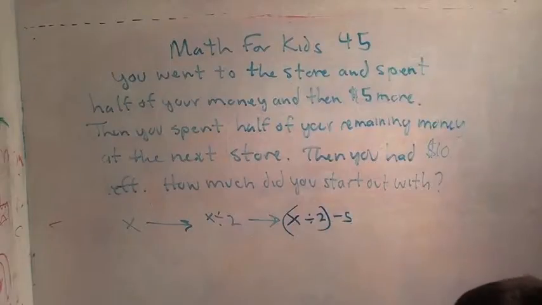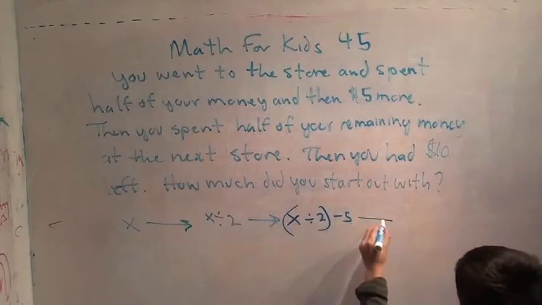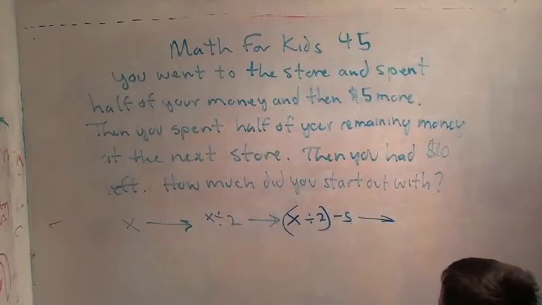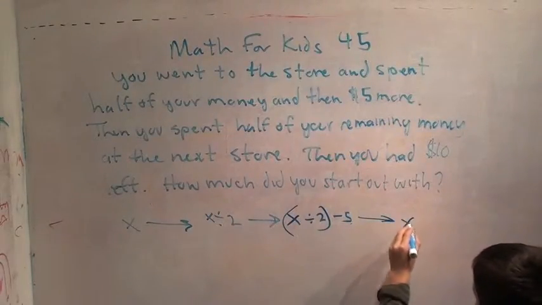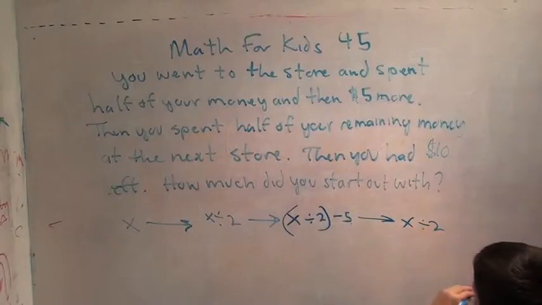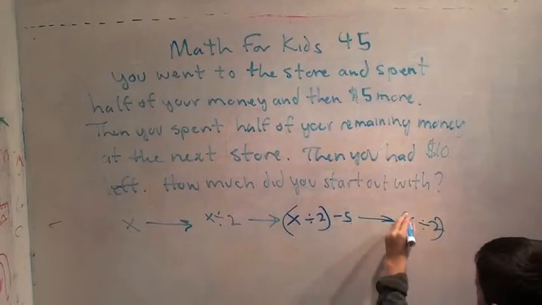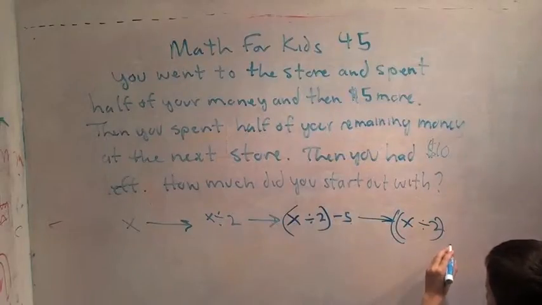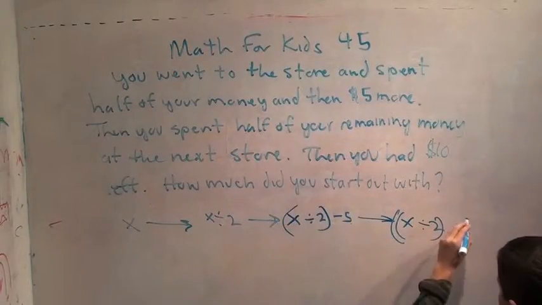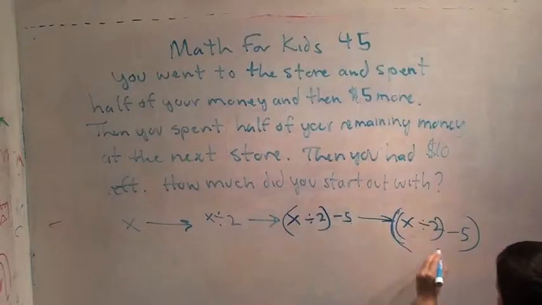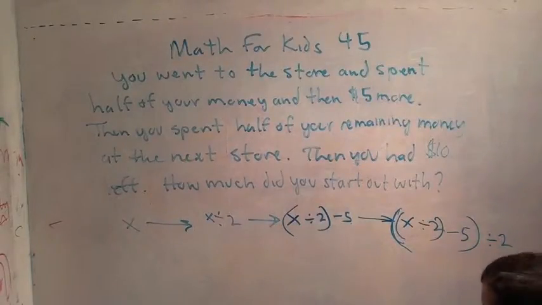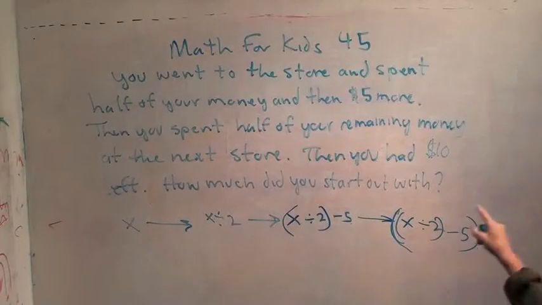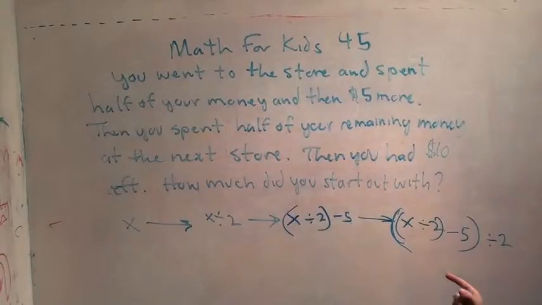Okay, very good. And then what do you have next? After you have x divided by 2 minus 5, we need a lot of parentheses for this one. We have x divided by 2, big parentheses, minus 5, the whole thing, divided by 2. Okay, and what do you have next? It says you spend half your remaining money at the next store. Then you have $10 left.